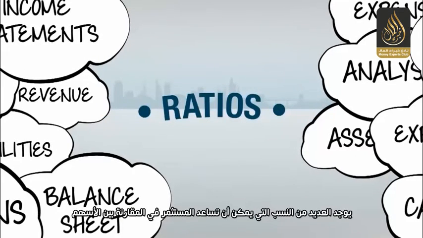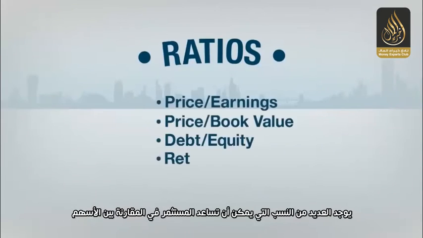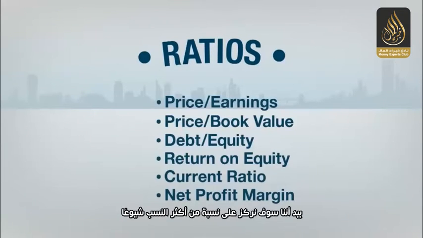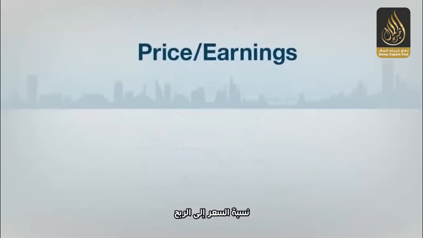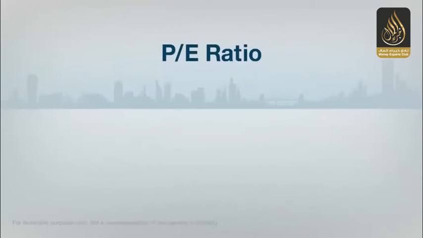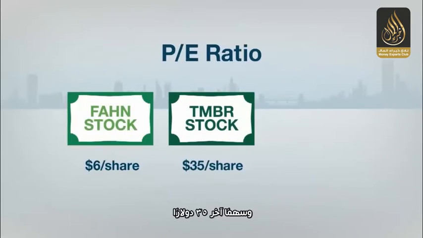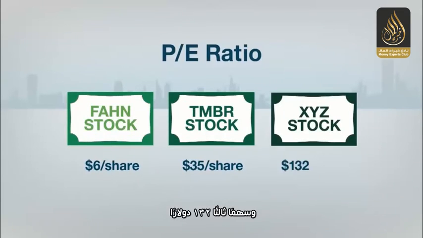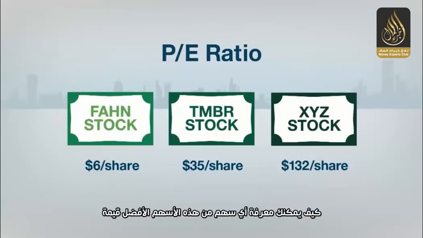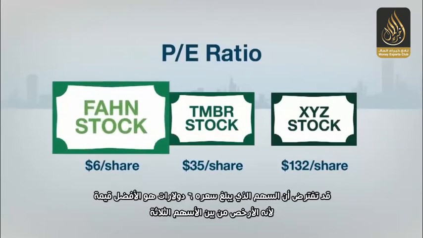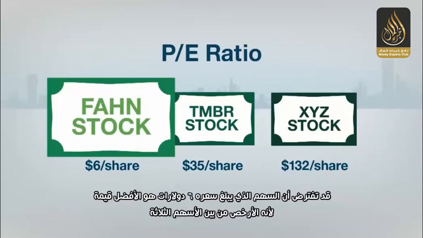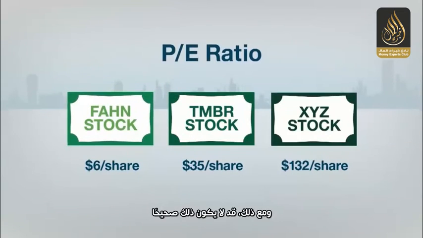There are several ratios that can help an investor compare stocks, but we'll focus on one of the most common, the price to earnings or PE ratio. Let's say you have one stock that costs $6 a share, another at $35 a share, and a third at $132 a share. How would you know which one is the best value? You might assume the $6 stock is the best value because it's the cheapest. However, this might not be the case because a company's value may depend largely on the company's earnings.